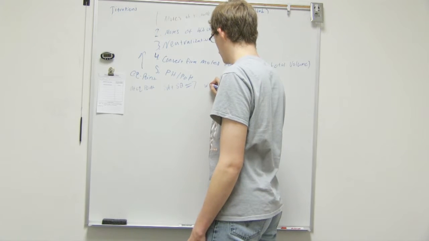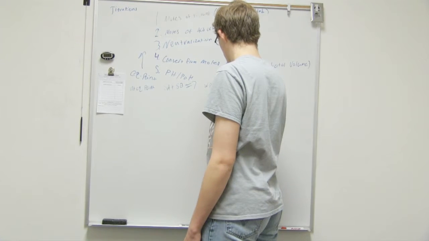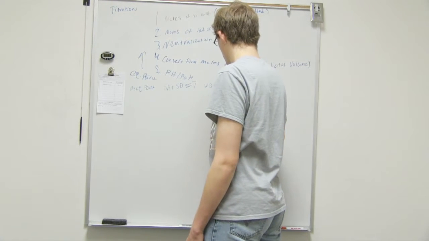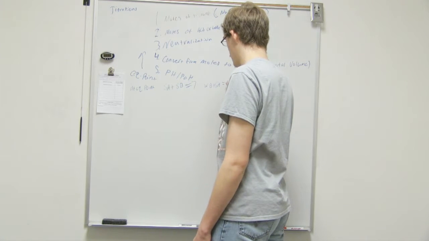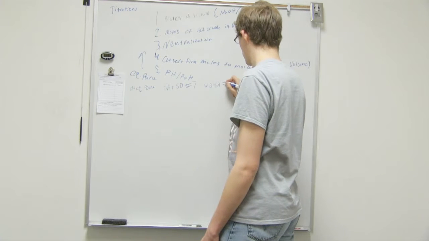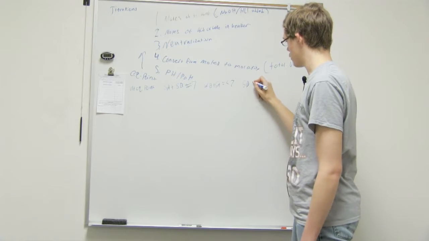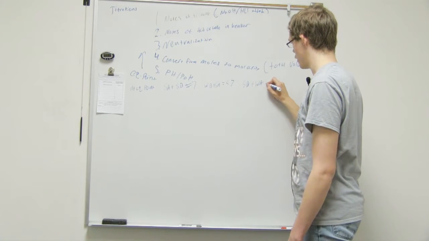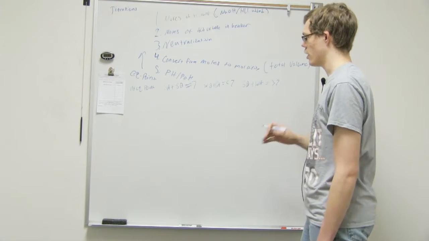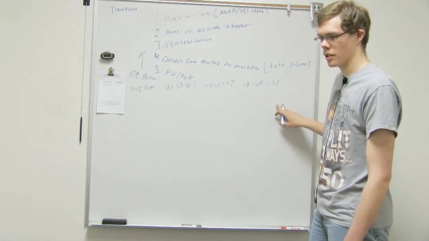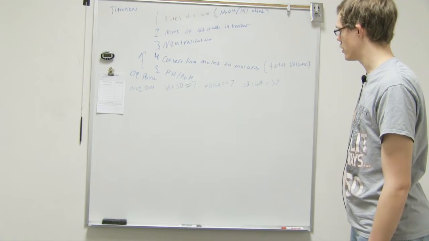Weak base and strong acid equals less than 7. Then strong base plus weak acid equals greater than 7. So this is what your equivalence point will look like, depending on the three scenarios you can have.